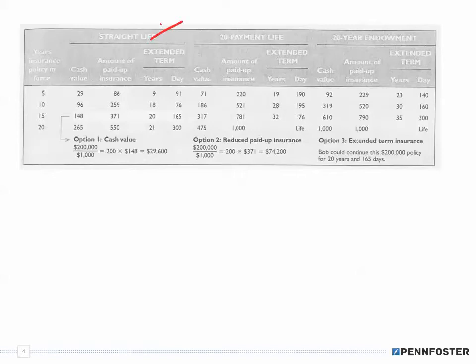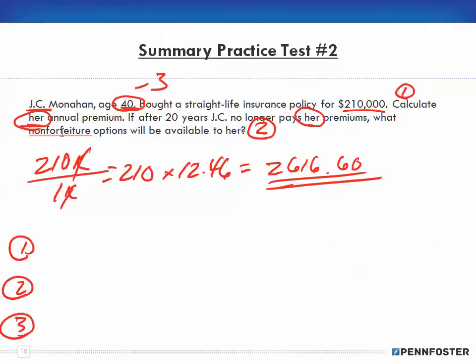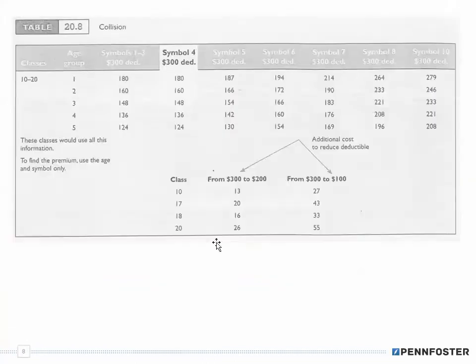So she has a straight life policy, and it said that after 20 years she's no longer making payments. So what's her cash value? So we're going to look at 265. So we take the 210 and we multiply that by the $265, and that gives us a cash value of $55,650.